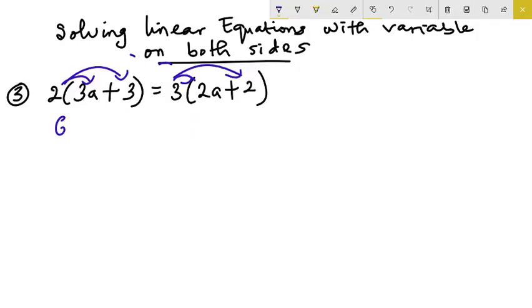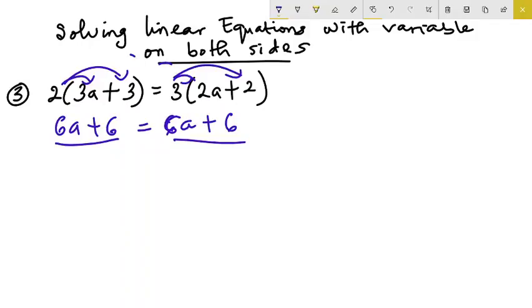So that would be 6a + 6 equals 3 multiplied by 2a, which also gives you 6a + 6. So you can see clearly that this is 6a + 6 and 6a + 6. That means the right equals the left.